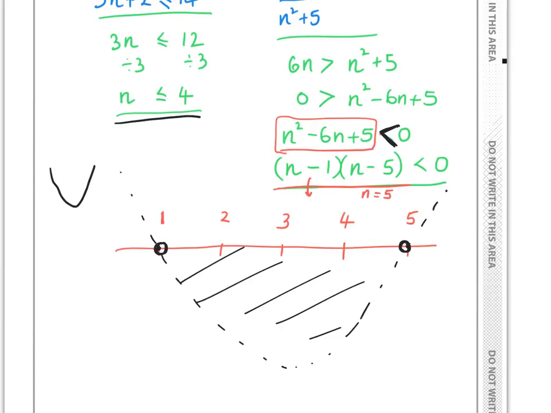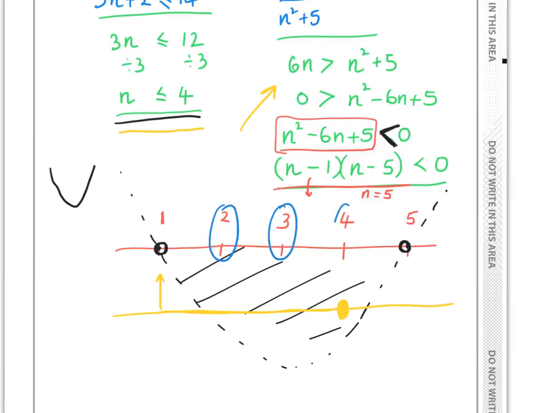Now if we look at this part, we have a situation where n has to be less than or equal to 4. So if we had a number line underneath, we can be equal to 4 and we can be any other integer value, 3 and 2, but we cannot be 1 because it's not satisfied by this side. Okay, so it has to satisfy both conditions, and therefore the only ones that are satisfied in both conditions are the values of 2, 3 and 4 as integer values. So my answer would be 2, 3 and 4.